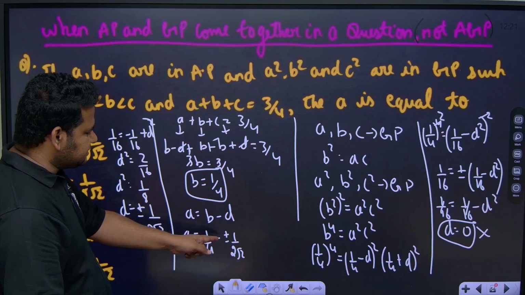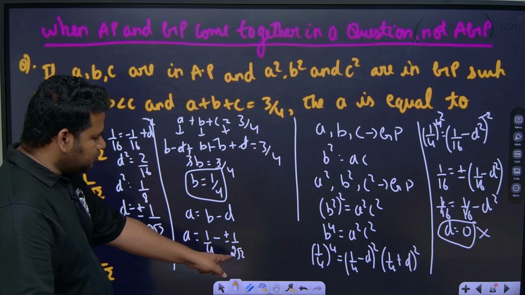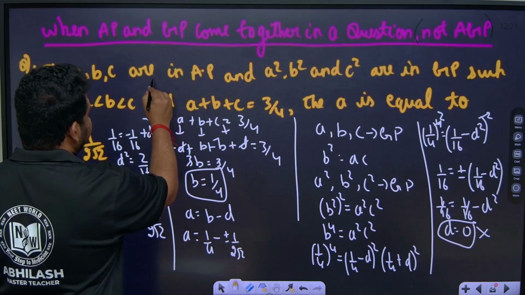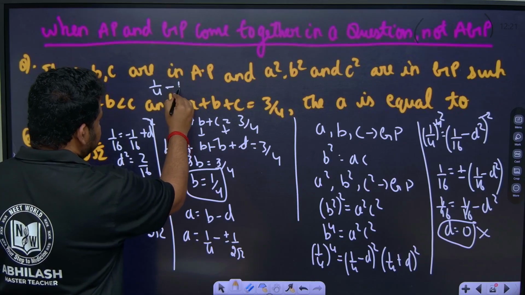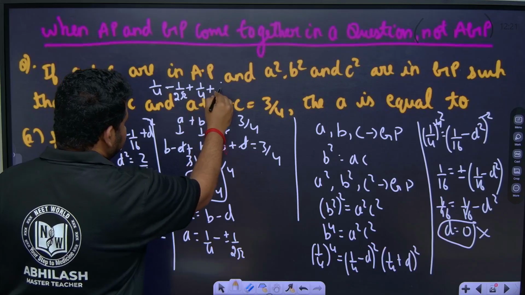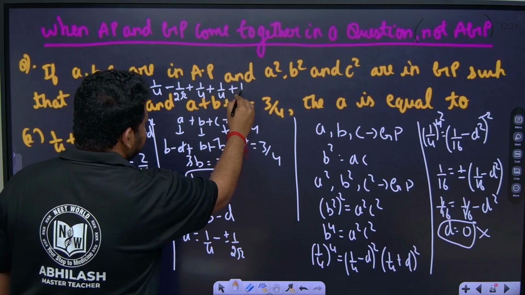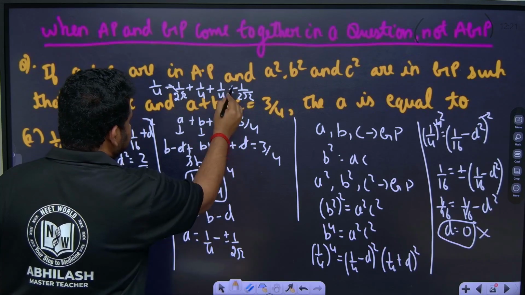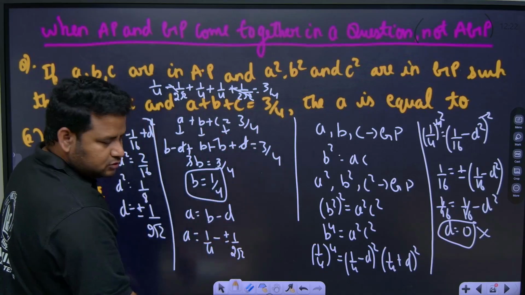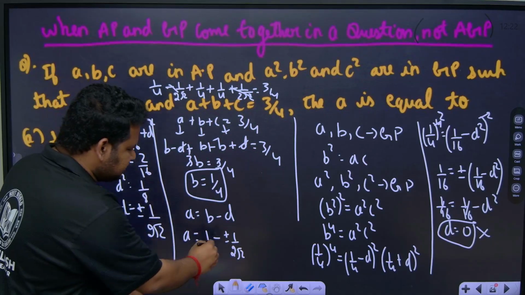First let me take it as what? 1 by 2 root 2 plus 1 by 2 root 2. So what will this become? 1 by 4 minus 1 by 2 root 2 plus 1 by 4 plus 1 by 4 plus 1 by 2 root 2. This and this will cancel. 1 by 4, 1 by 4, this will become what? 3 by 4. That is what we will get. So I should take it as what? Plus. This I should take as plus.